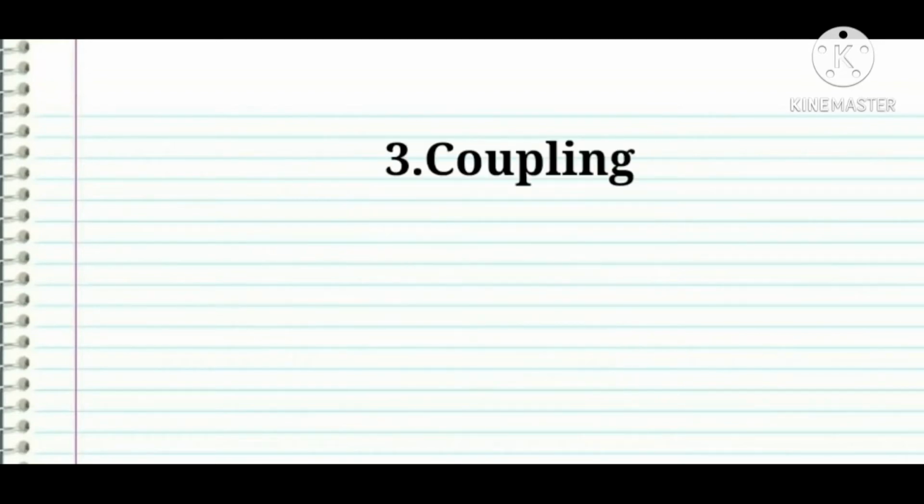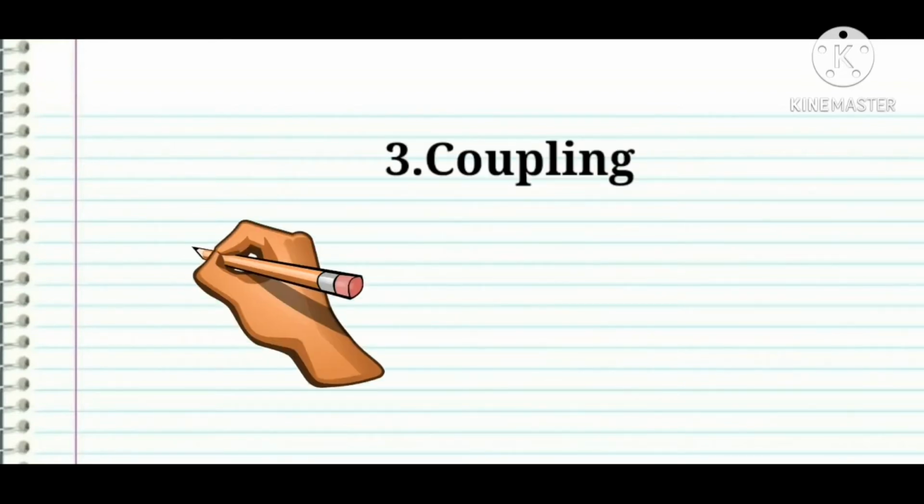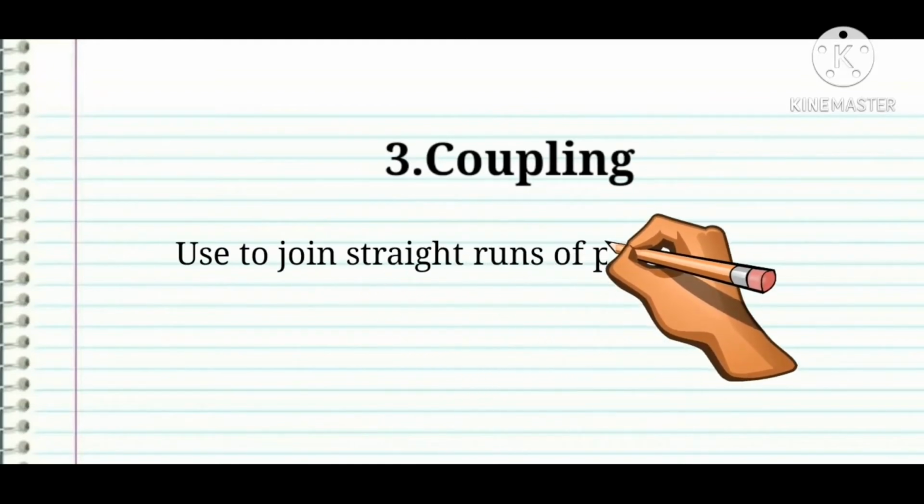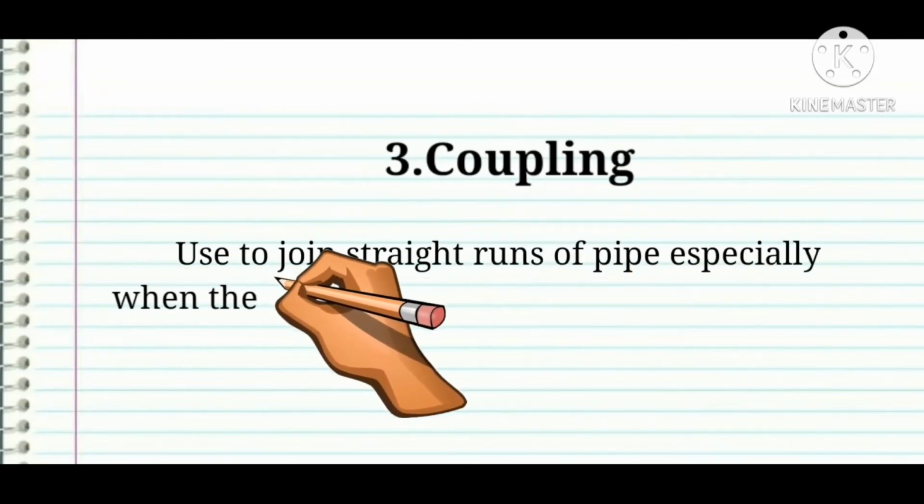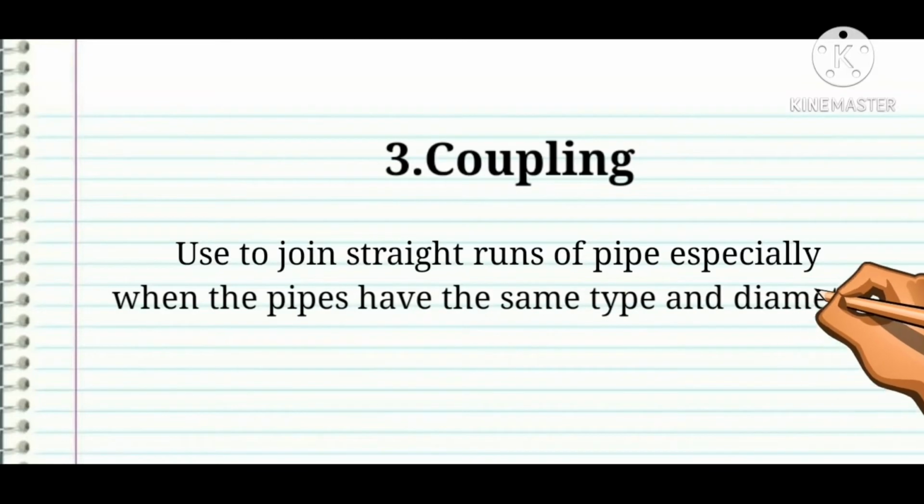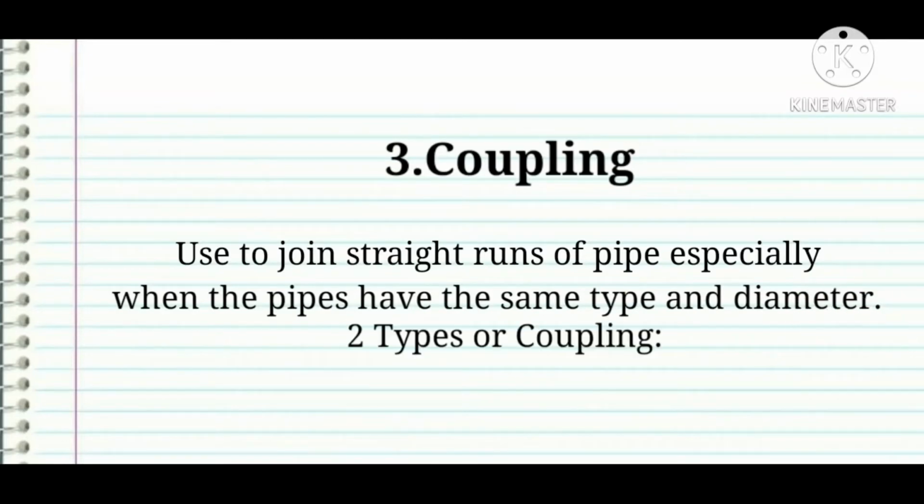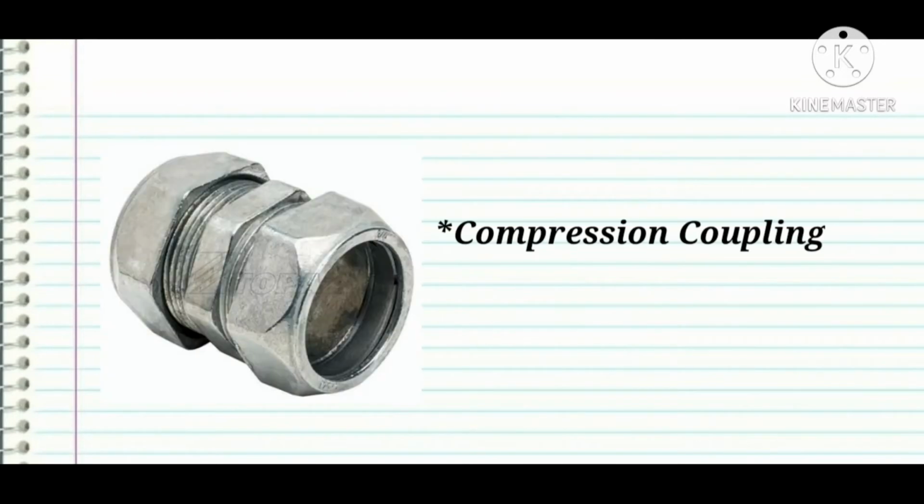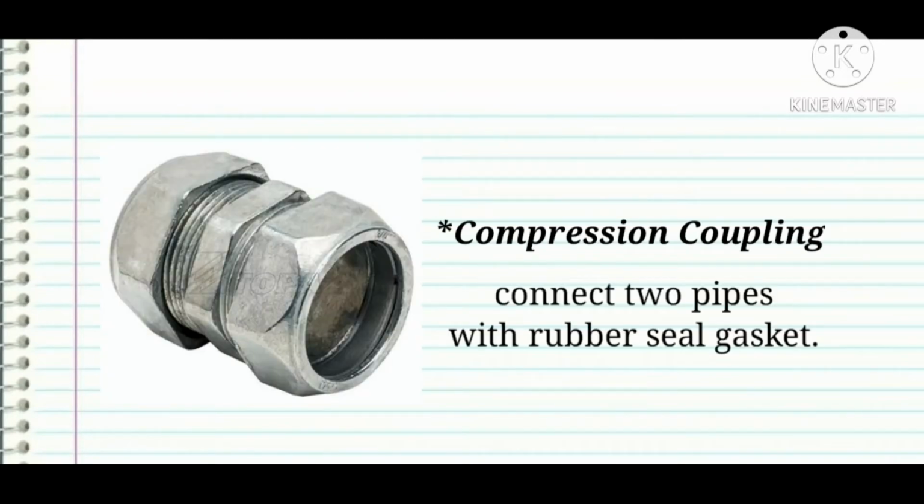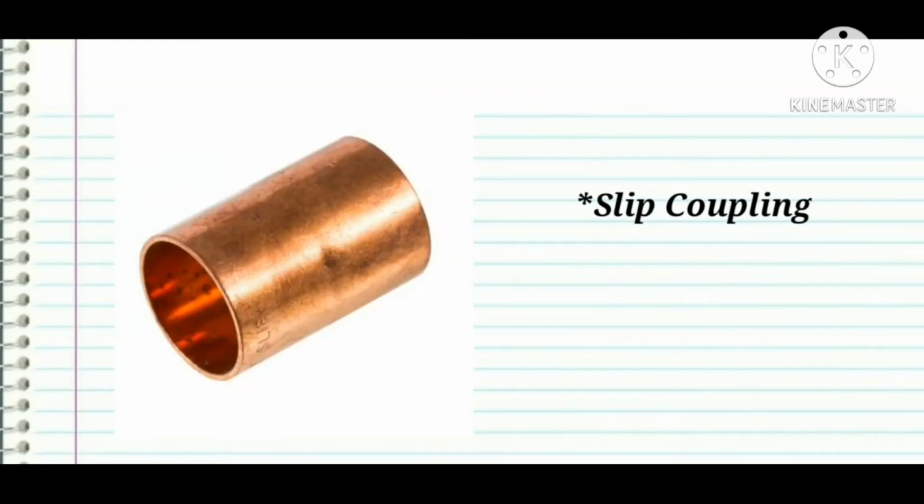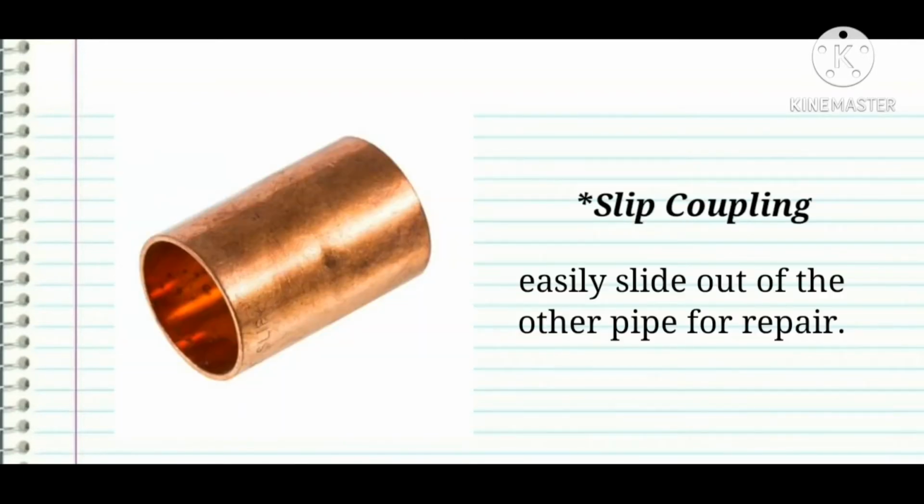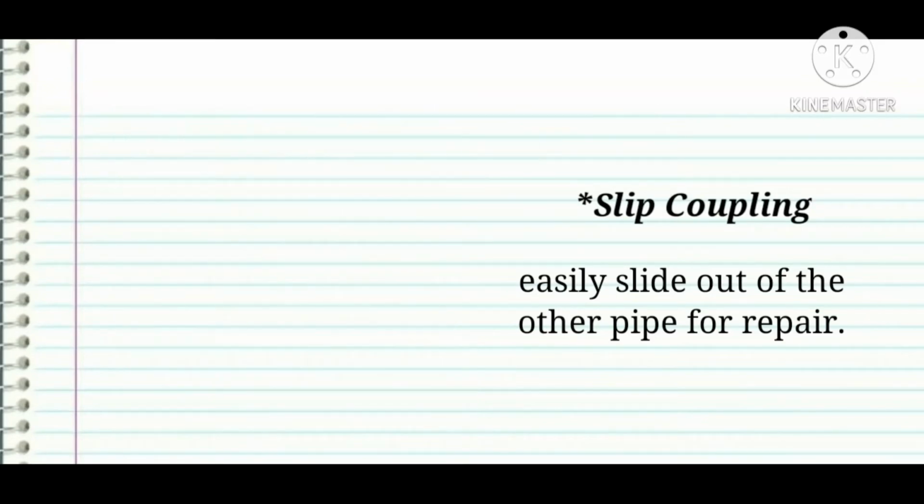Number 3, the coupling, used to join straight runs of pipe, especially when the pipes have the same types and diameter. Meron tayong dalawang uri ng coupling, which is number 1, the compression coupling. It connects two pipes with rubber seal or gasket. Number 2, slip coupling. It easily slides out of the other pipe, good for repair.